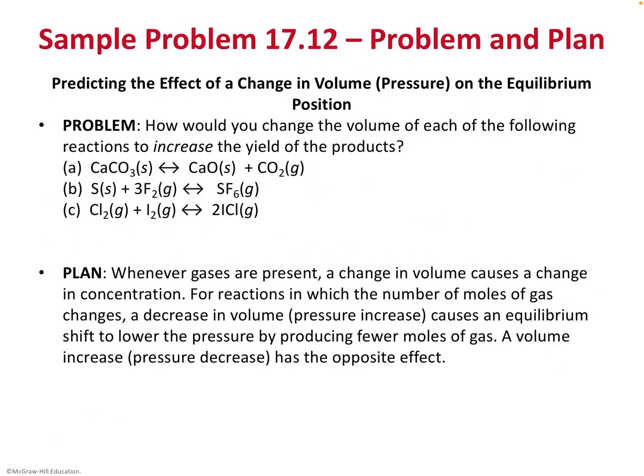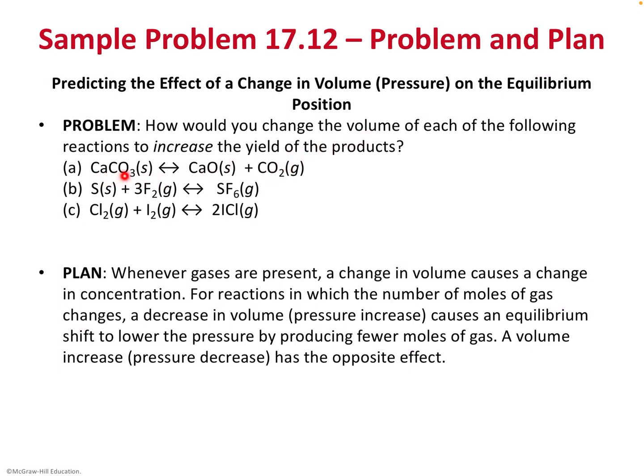Okay, so we can see here, how would you change the volume of each of the following reactions to increase the yield of the products? Let's see. You have calcium carbonate giving calcium oxide and carbon dioxide. What we want to do is we want to increase carbon dioxide. What do you need to do for the volume?